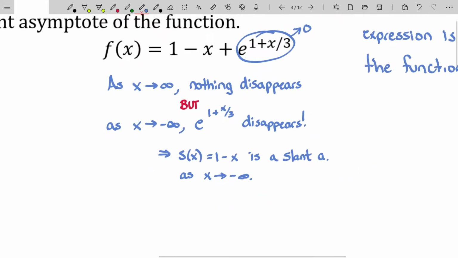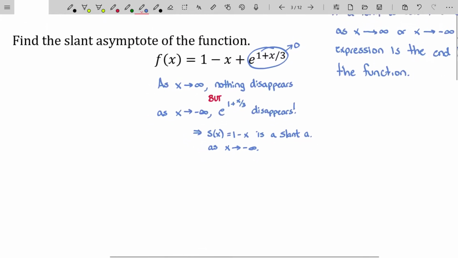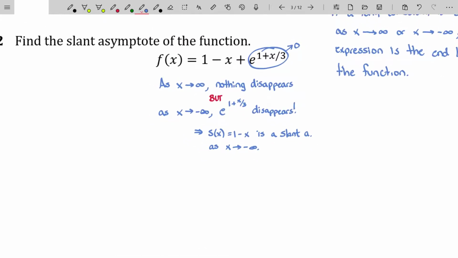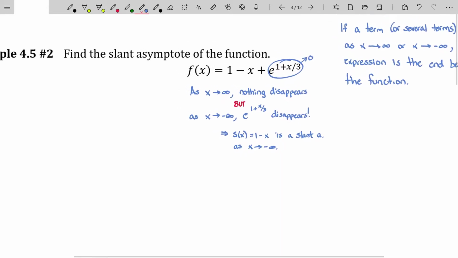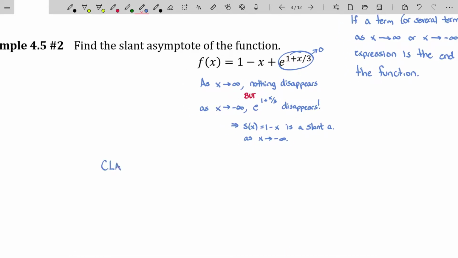We can't just say, oh, our slant asymptote is 1 minus x. If you're one of my students, I will say, prove it. And the proof is incredibly fast. So it's not like it's taking a lot of your time to prove that something is a slant asymptote of a function. You just make the claim. My claim is that y equals 1 minus x is a slant asymptote. By the way, I'll sometimes write oblique asymptote. I kind of like the word oblique better than slant. So I'll write oblique asymptote as x tends to negative infinity.